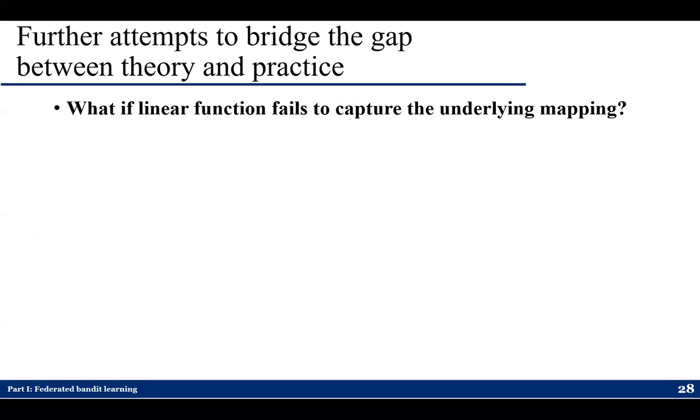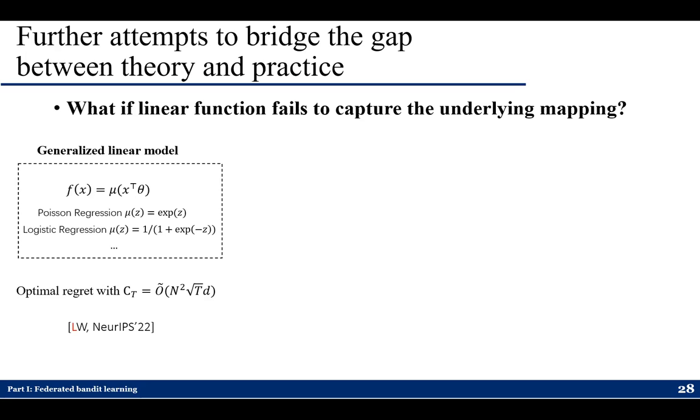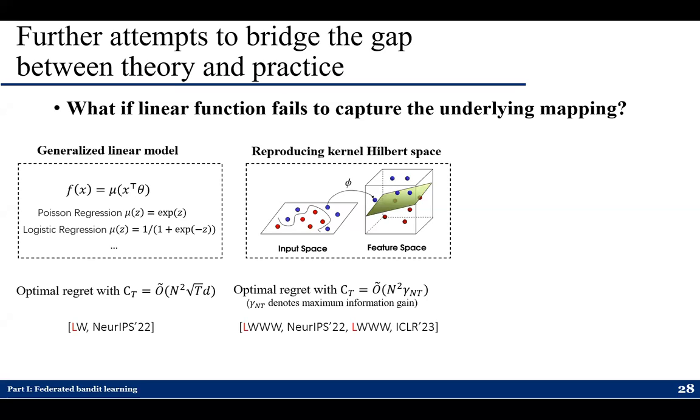Okay. So apparently there are some limitations of the work we just introduced. In reality, what if the linear function fails to capture the underlying mapping in the data? In one extension of this work, we generalize to a generalized linear model, so that it covers logistic regression and Poisson regression. We also consider how to do this with kernel methods. In this case, all the agents want to collaborate with each other in searching for some unknown function in the reproducing kernel Hilbert space.